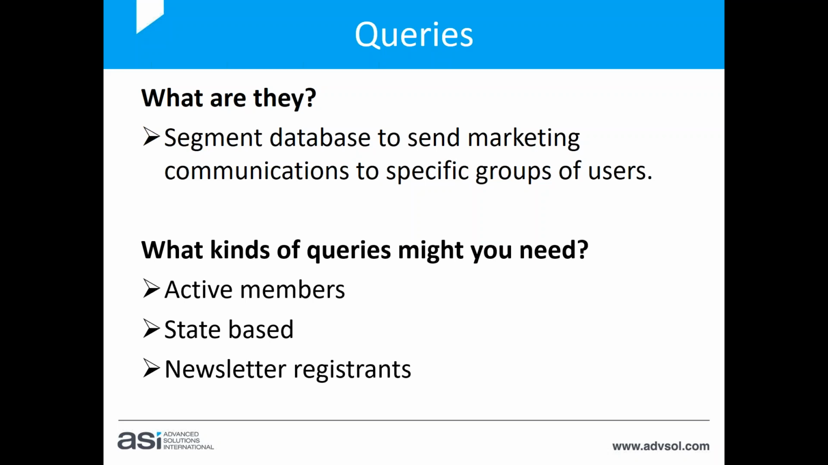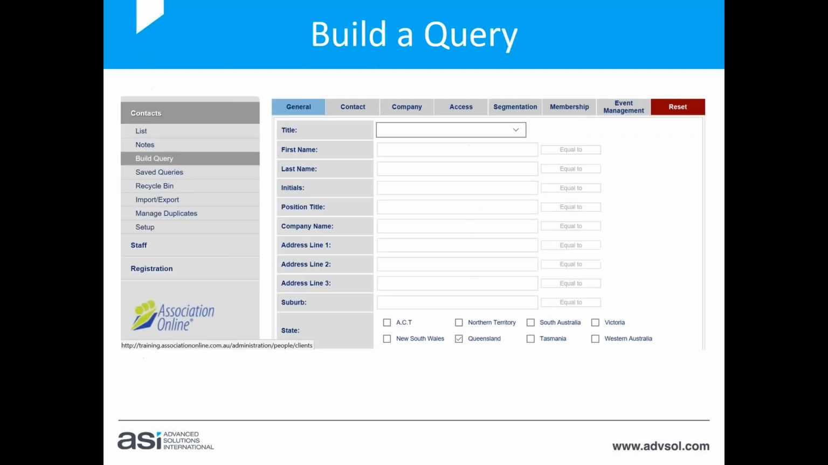So how do we build a query? We always have to hit the reset button first. So when you go to contacts, build a query, there's a little red button on the top right hand side, you can see. Always hit that reset button first. Because what the system does actually saves your previous query's criteria. So if you went in and built a query and then saved it, it would automatically retain that information. So always hit that reset button.